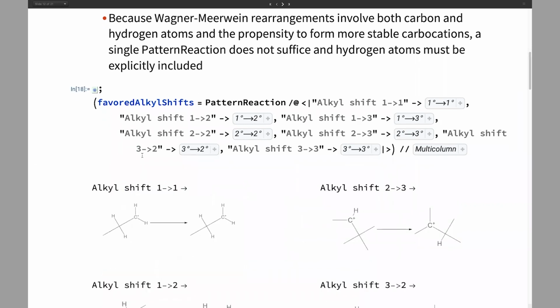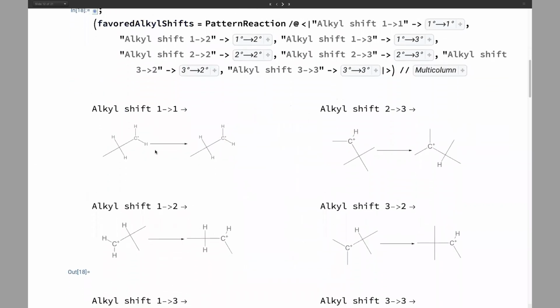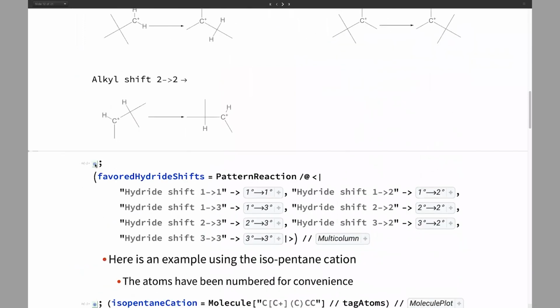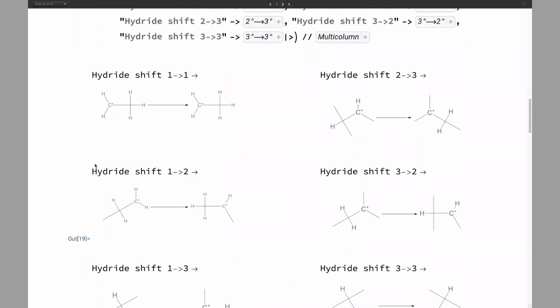So I've written them here, and I've just iconized the definition here just to save space, but pictorially we can see what they look like, how the atoms move from reactants and where they appear in the products. We can do the same for the hydride shifts. We've got a set of those.